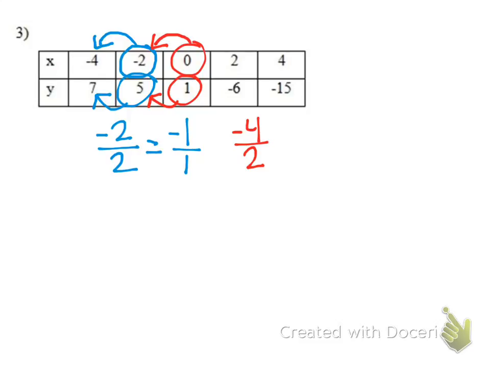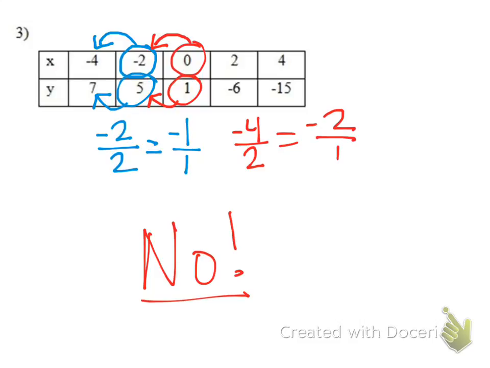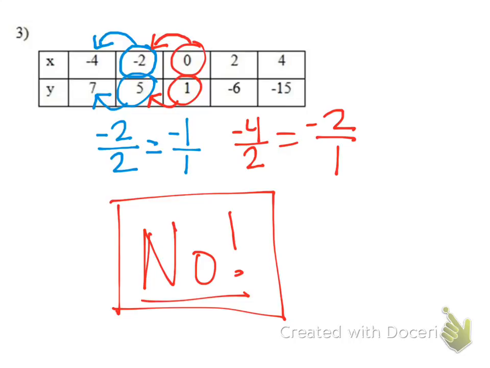Is that going to reduce to negative 1 over 1? No. I can see right away that this is not going to be a constant rate of change. That actually reduces to negative 2 over 1. Once you see that it's a no, just write no. What are your questions?